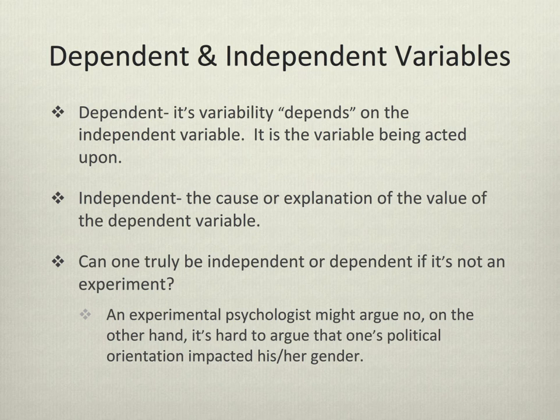Now, some might argue, can you truly have an independent or dependent variable if you don't have an experimental design? An experimental psychologist would probably say no. On the other hand, I think in this example, it's sort of hard to argue that one's political orientation impacted his or her gender.